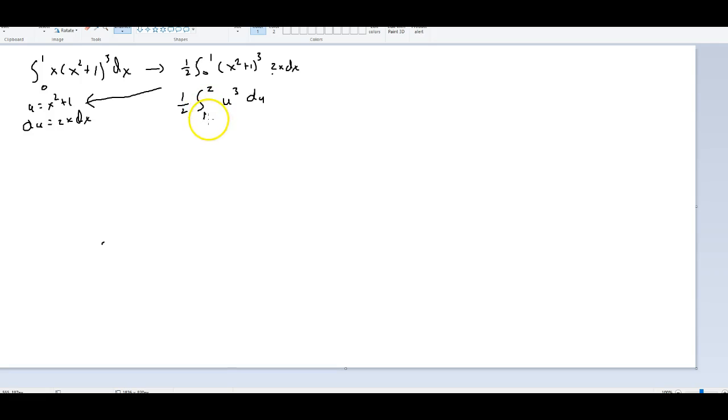Now you're like, well, that didn't feel easier. I'll show you why it's easier. Let's raise the power. Let's go ahead and do the integral, right? Integrate the 4th power divided by the power I get. Still got my 1/2 out in front. And now I'm going from 1 to 2.